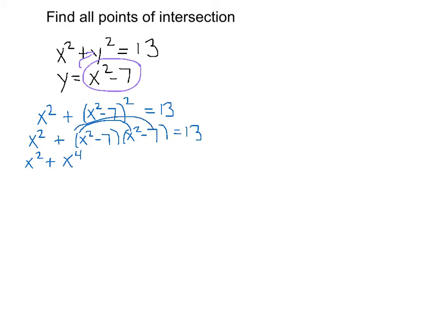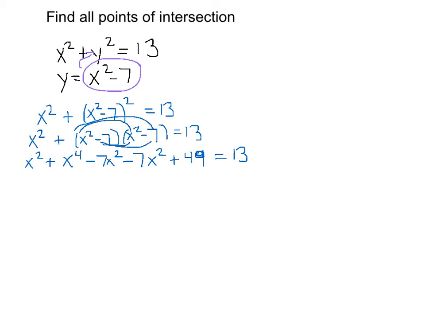X squared times negative 7, which is negative 7x squared. Negative 7 times x squared, which is negative 7x squared, so we know we'll be combining those later. And then negative 7 times negative 7 is just positive 49, which is equal to 13.